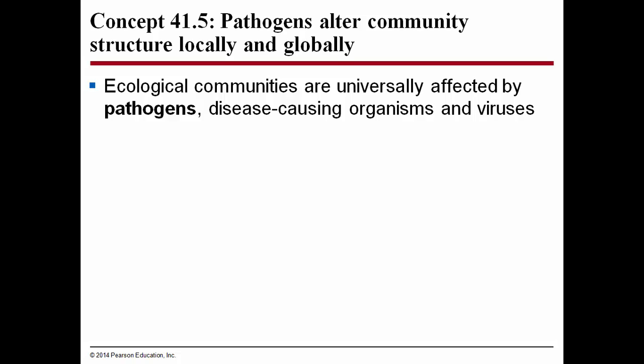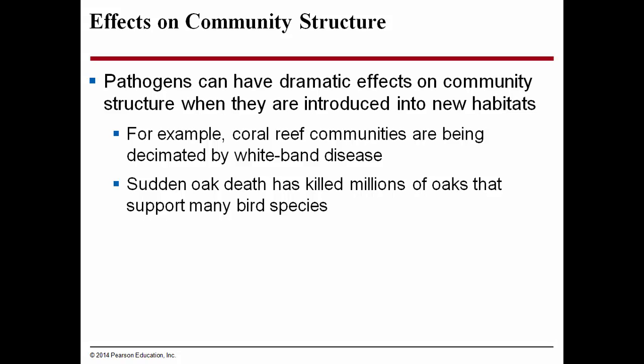The more dense the population is of a given animal, the more likely that the transmission of that disease is going to occur. And the more likely that transmission occurs, the faster it spreads, the greater it spreads, the more it affects that population. So it's almost like pathogens are a method of population control from a strictly biological sense. Pathogens can have dramatic effects on community structure when they are introduced into new habitats.